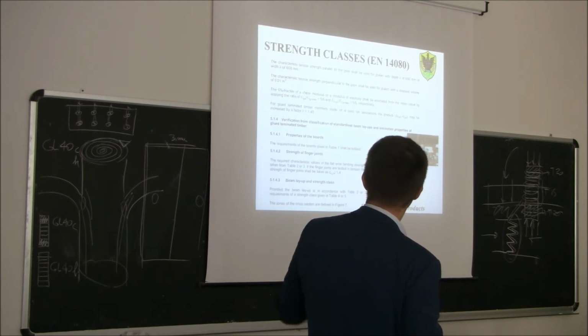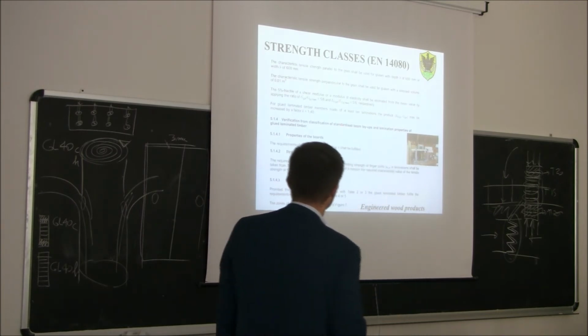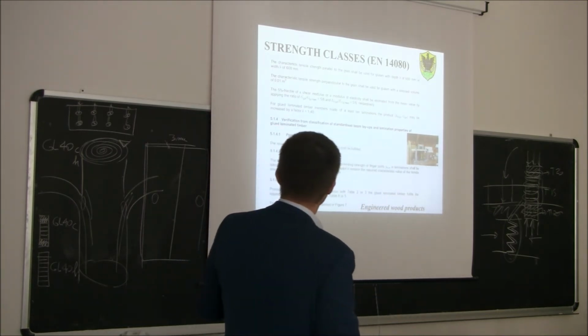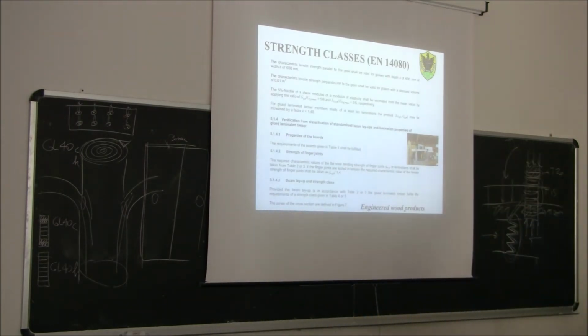Then we have some other details. Now we don't want to read everything because perhaps it's a bit boring, but some information is provided here. So now let's instead understand these three different methods to produce glue lam of a certain strength class. We said that the first method is basically just to comply with some tables. Let's see how this method works.